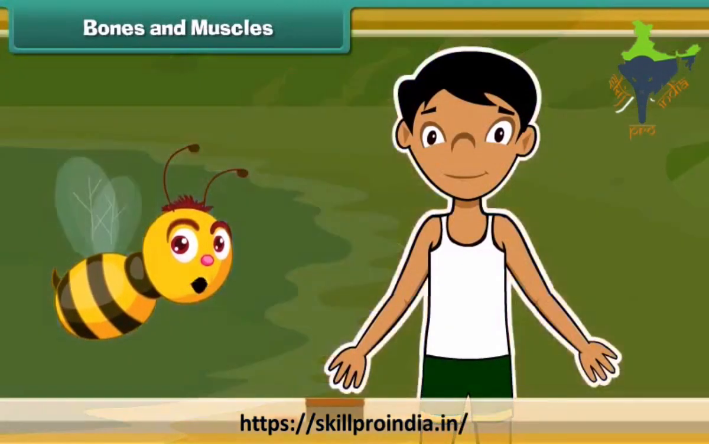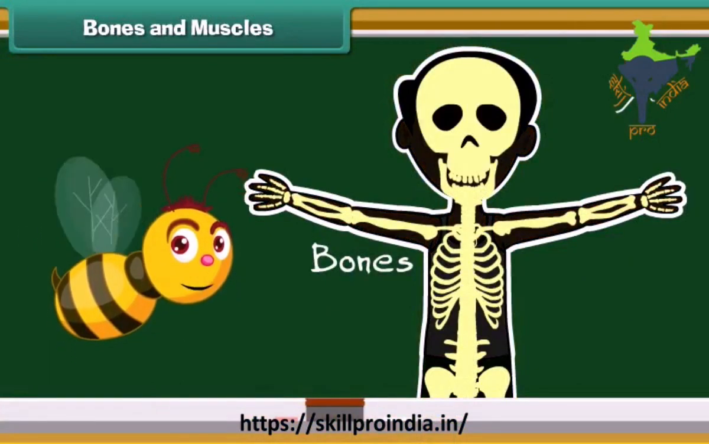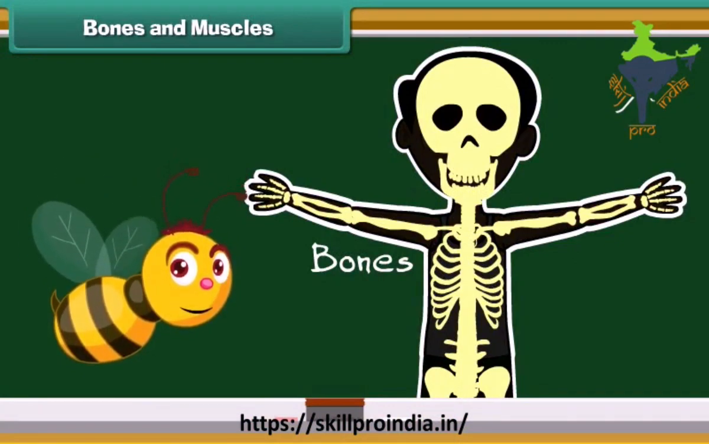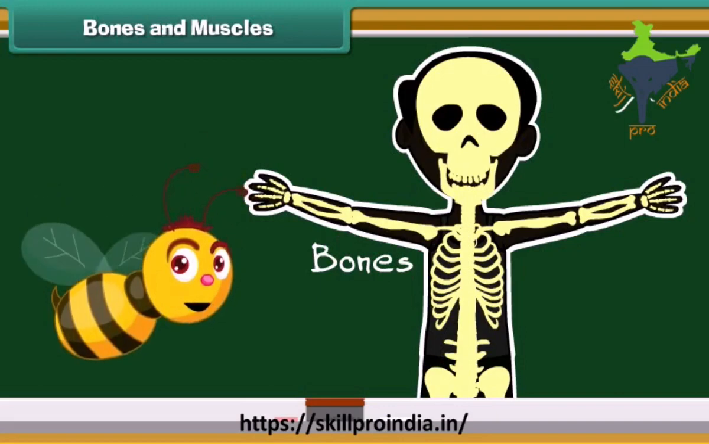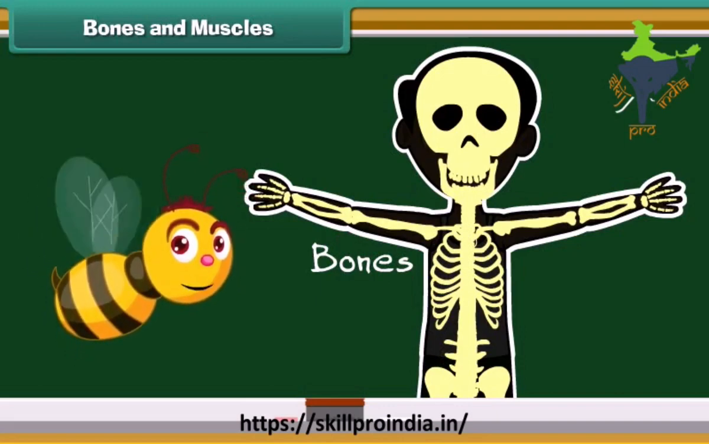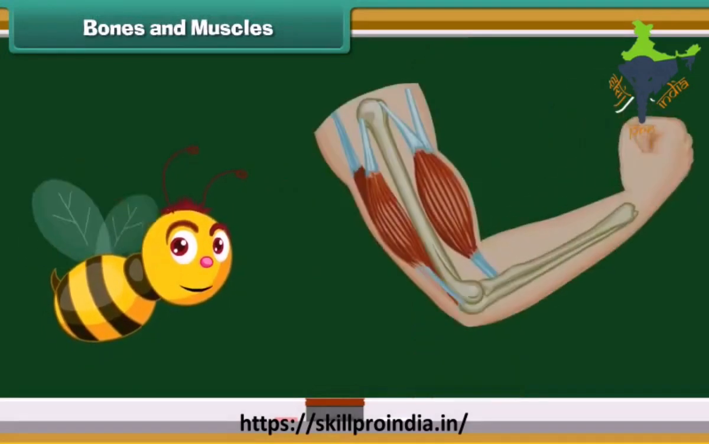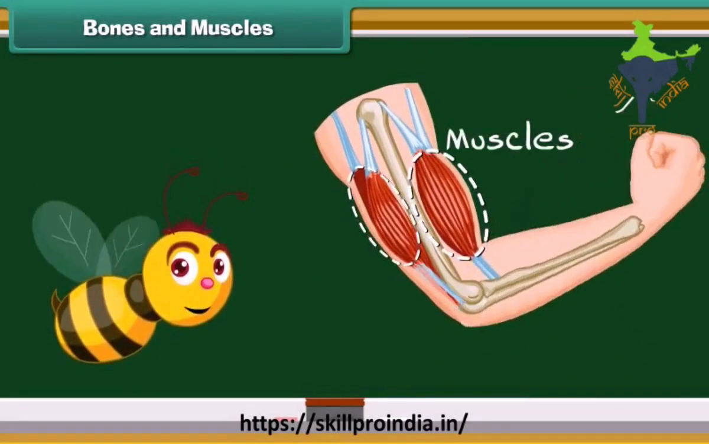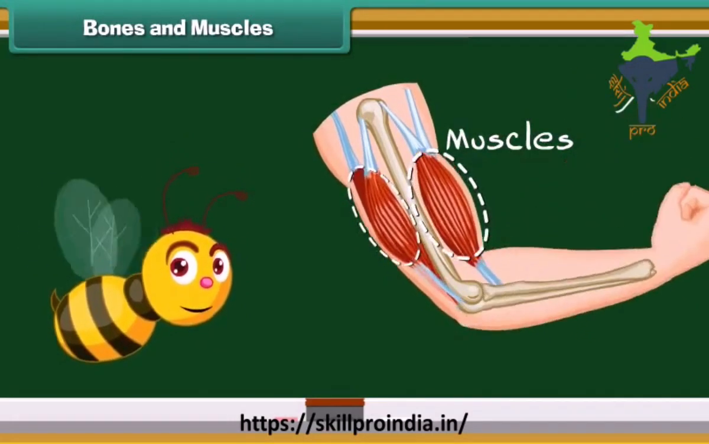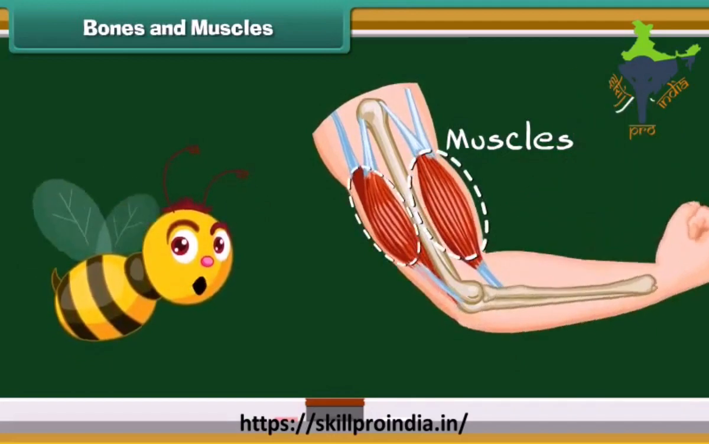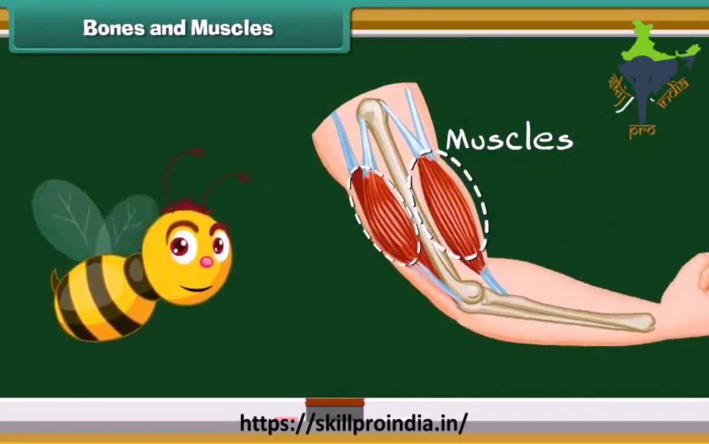Our body is made up of bones and muscles. Bones are the hard part of our body. Bones together form a skeleton, which provides shape to our body. Bones also protect our body from external injuries. Muscles are the soft part of our body. Muscles are attached to the bones. Bones cannot move alone. Muscles attached to them help in movement.